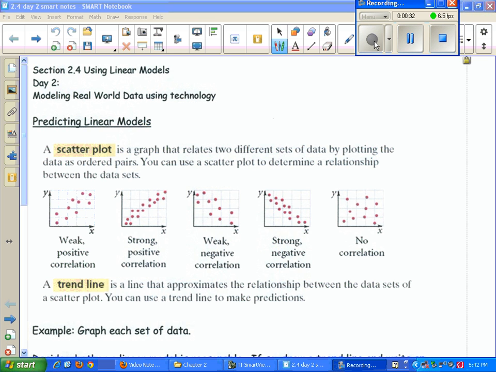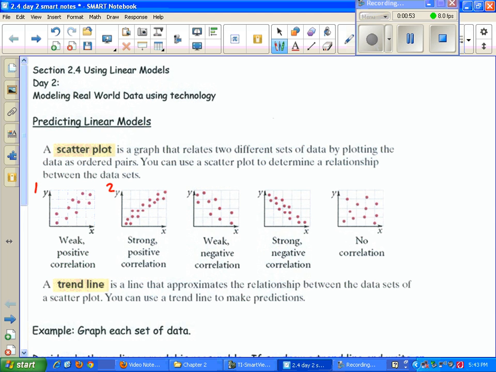So below it we have our first graph. You notice that the scatter plot dots are going in a positive direction. So we call this a weak positive correlation because the points are kind of scattered a little bit far away, but not quite close enough together. So this second graph that we have here, our points, notice, are going in a positive direction and they're a little bit closer together, so we call this a strong positive correlation.